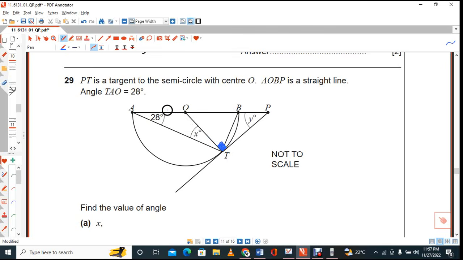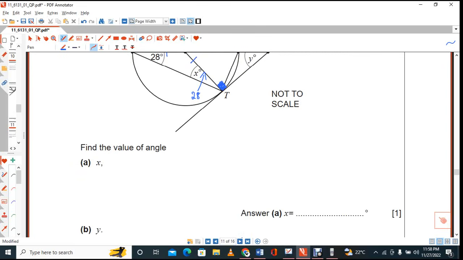What else do we know? We know that AO and OT are radii, so we now have an isosceles triangle here. Having looked at that scenario, we can see that this angle here should be 28, because base angles of isosceles triangles are equal. In this case, angle X will equal 28 degrees, so I can go ahead and put my 28 degrees there.